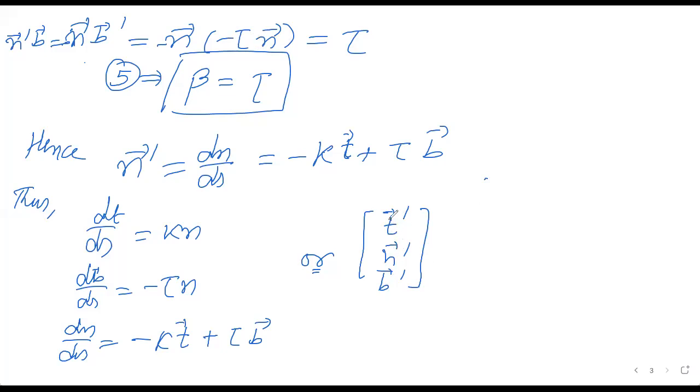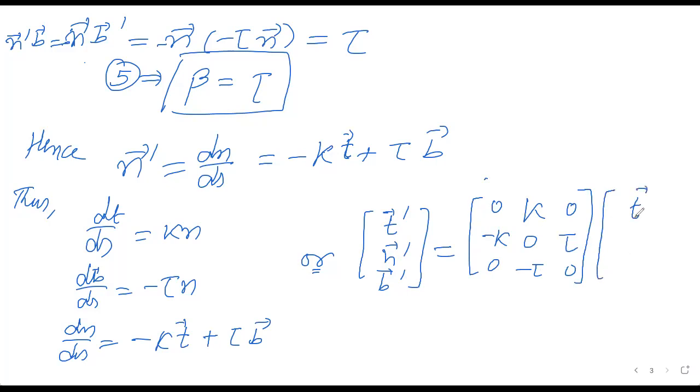So t dash, n dash and b dash, I am writing in order. You know our order was t, n and b. So t dash, n dash, b dash I can write as equal to a matrix: 0, kappa, 0; minus kappa, 0, tau; 0, minus tau, 0; and then t, n and b. You have the order t, n and b.